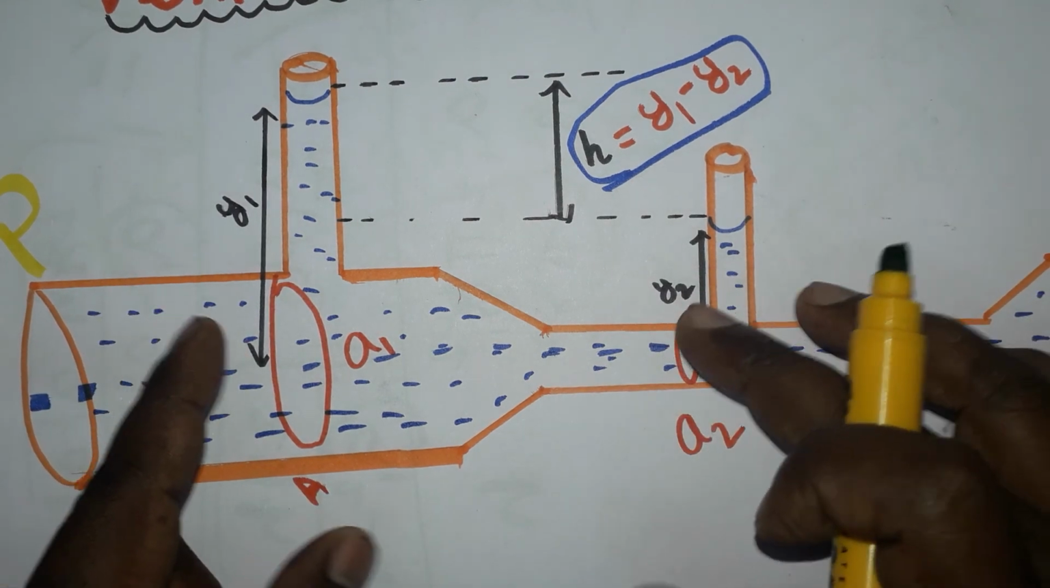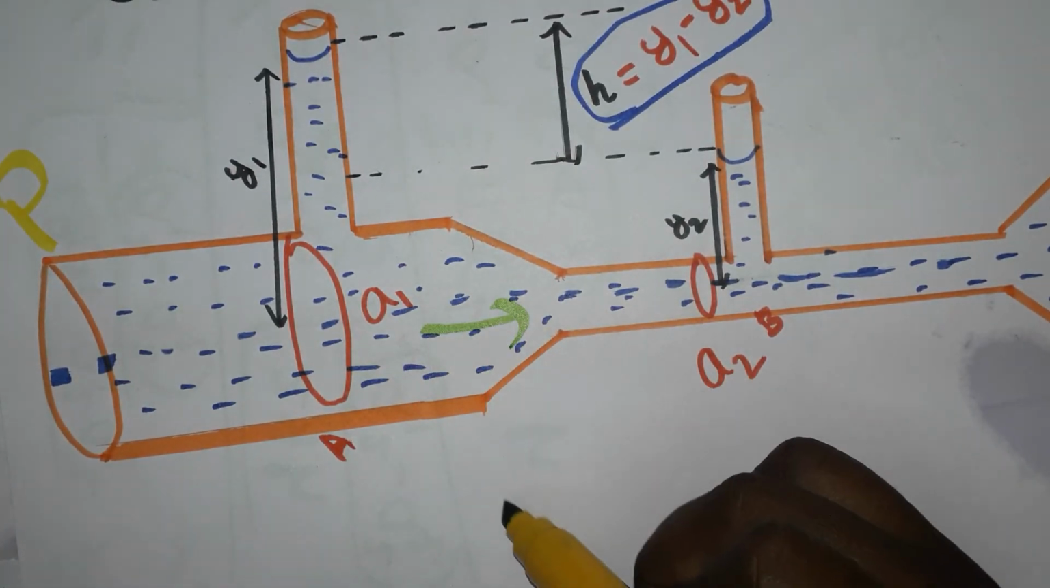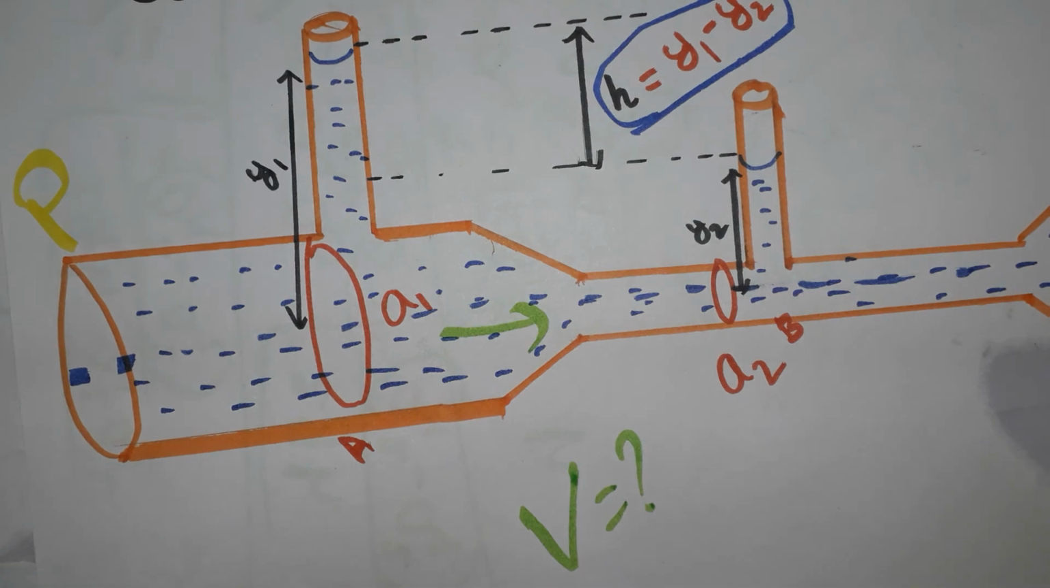If you know that, substitute it in this formula, and you will get the volume of the liquid flowing per unit time.